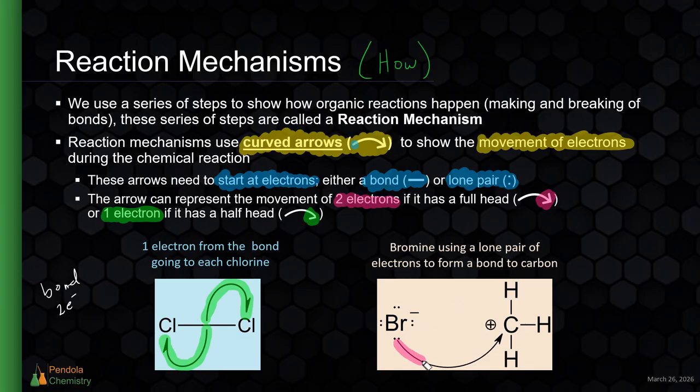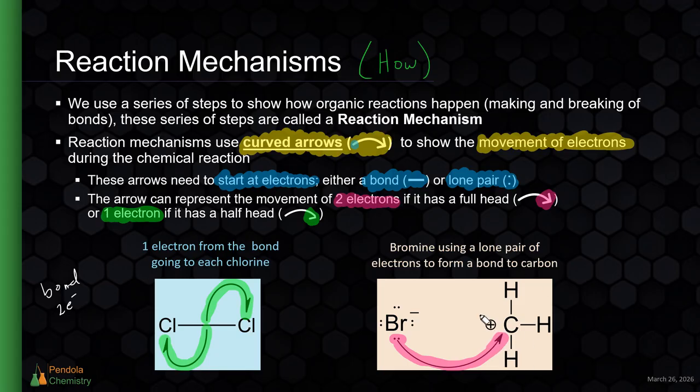And those electrons are being used to form a bond to this carbon over here. So we can see that both of the electrons in the lone pair are being used to create a bond because this arrow has a full head here. So that's showing us the whole 2 electrons, the whole lone pair, being used to create a bond. So we're going to see these arrows a lot in mechanisms. So start getting used to them because there's going to be a few different mechanisms that we look at throughout this curriculum for organic chemistry.